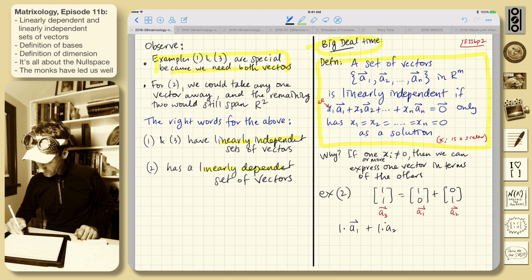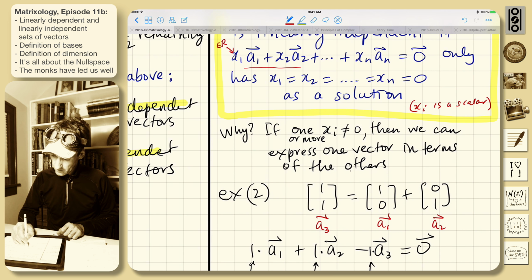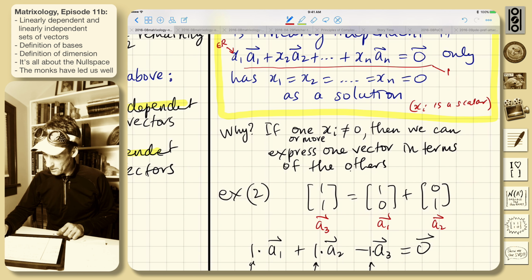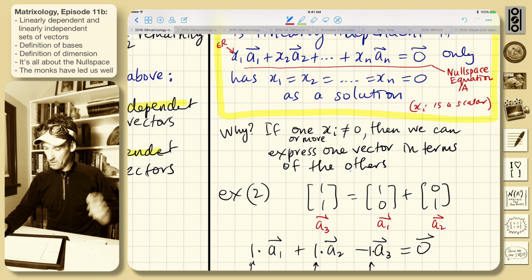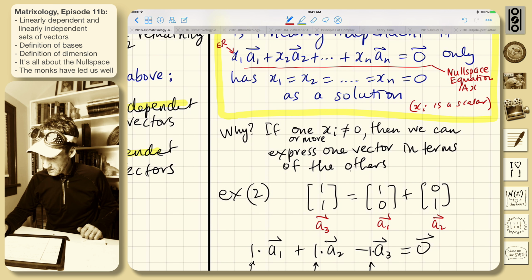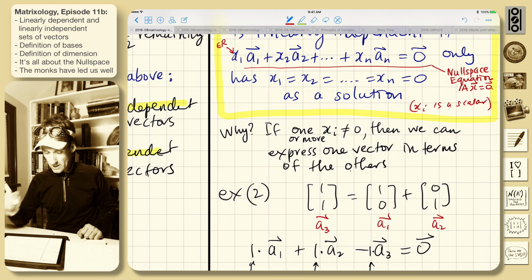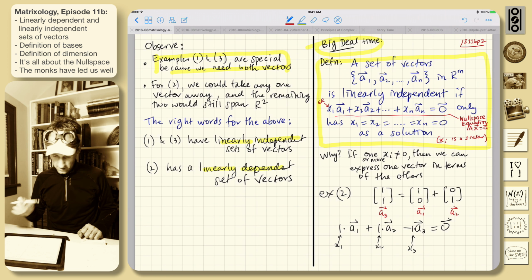So what are we doing here? This is the column picture. I want to make it really clear, and we'll do it on the next page. This thing is the null space problem. If we put the A1 and A2 into the columns of a matrix, call it A, then Ax equals 0. Yes. Victory. That's a total victory.